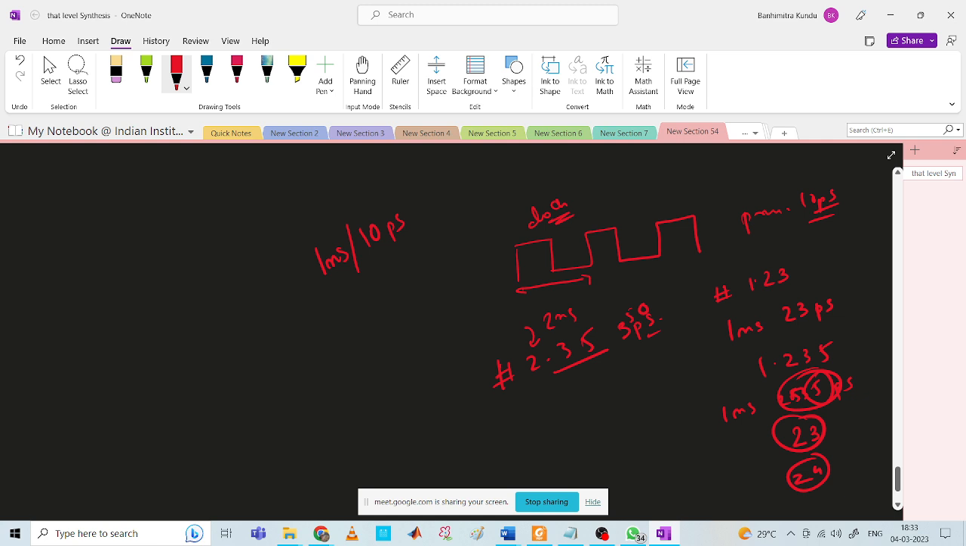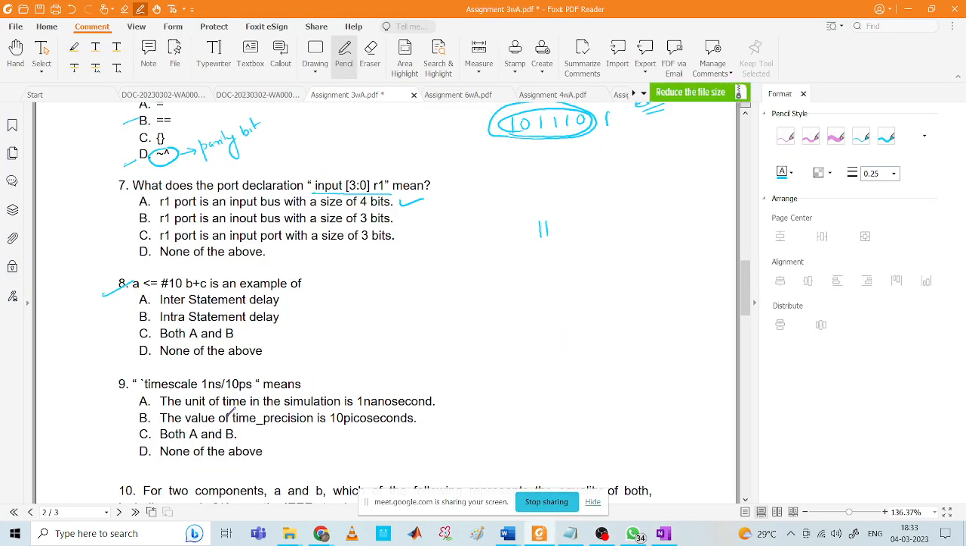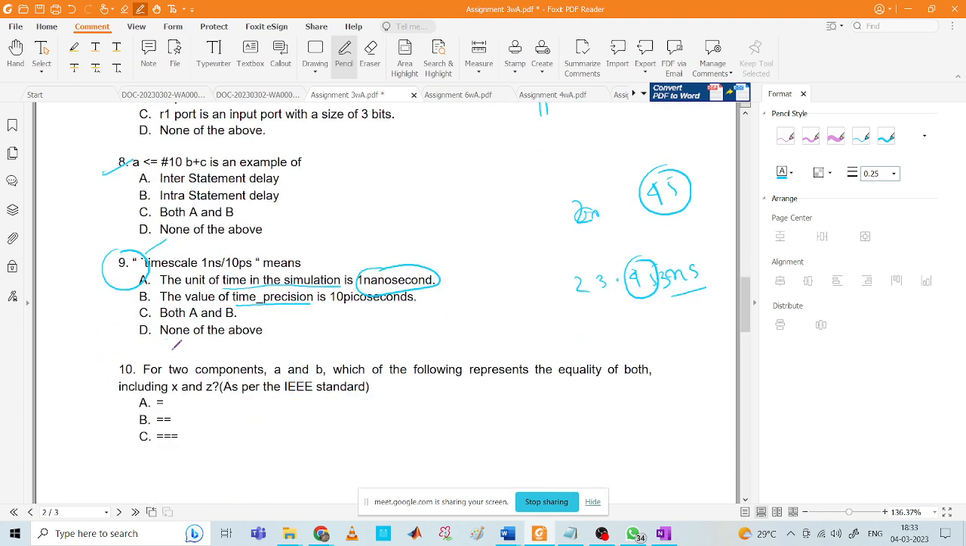So what it means is, let's say the unit of time in simulation is 1 nanosecond. So you write 23.45, it means this much nanoseconds. And the value of time precision is 10 picoseconds. So you cannot write 453 because 453 would require 1 picosecond resolution. You can write only 45. So this is what is called the time scale directive. It is a very important directive, and it should be taken care of as much as possible in the test bench.